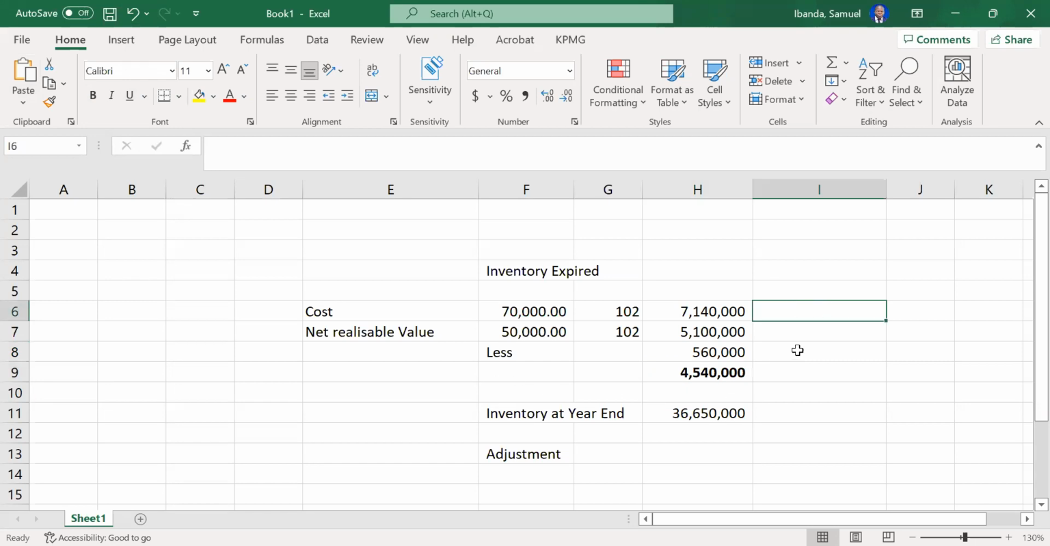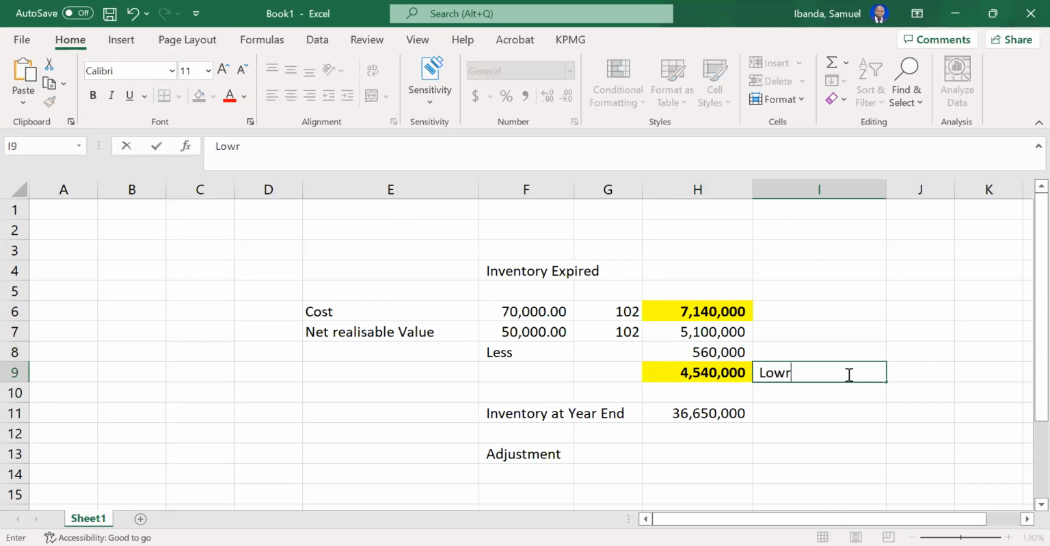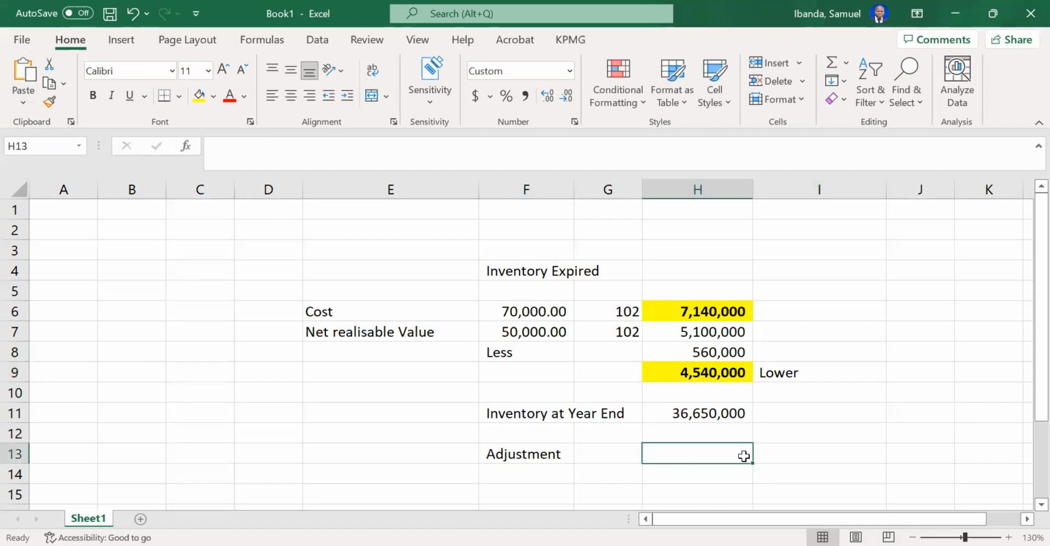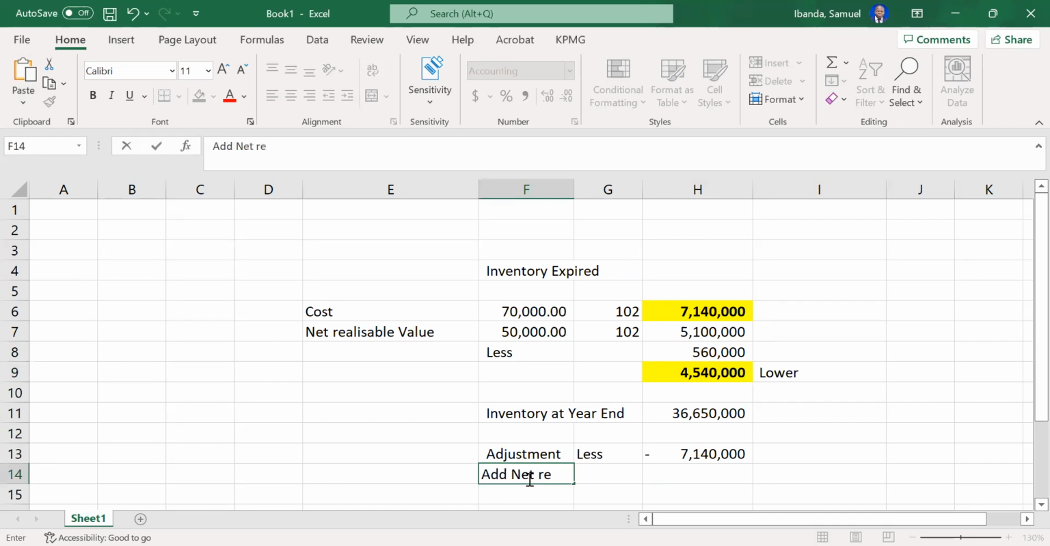So we now ask ourselves which one is lower than the other. This is the net realizable value, which is lower. So it means that we are going to remove, because already there is inventory worth 6650. That's the inventory we have, but we have a certain inventory which expired to the tune of 7,140,000. So we have to remove this cost and add the net realizable value, because we are valuing that inventory at net realizable value instead.